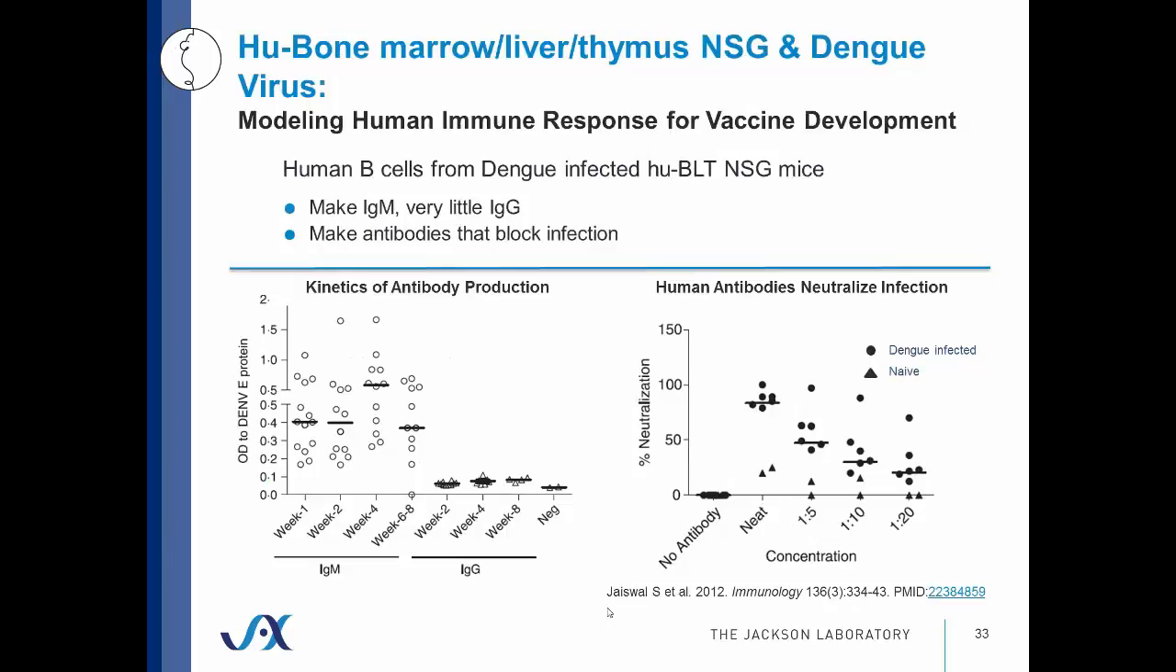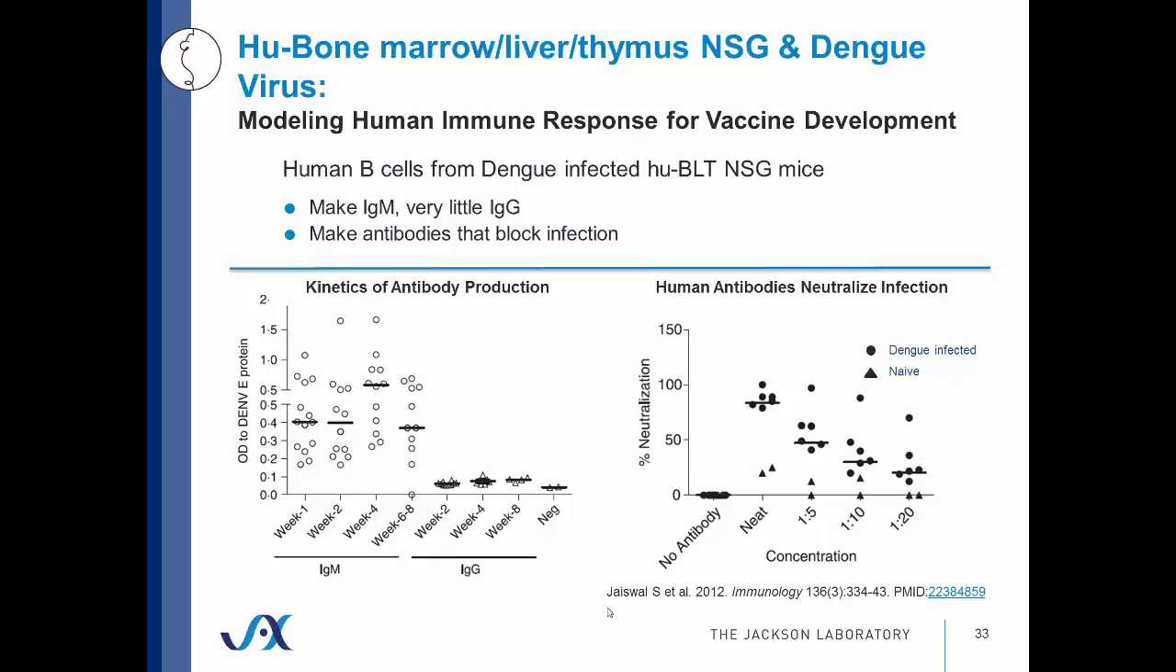Now, of course, because you can engraft these human cells into these mice, you have cell populations that have the appropriate receptors for binding different human-specific viruses. And shown here is an example of using this mouse as a model for dengue virus infection. The human B cells from dengue-infected BLT mice make IgM, but unfortunately they still make very little IgG. But the antibodies that they do make block the infection. In other words, they block subsequent infection.